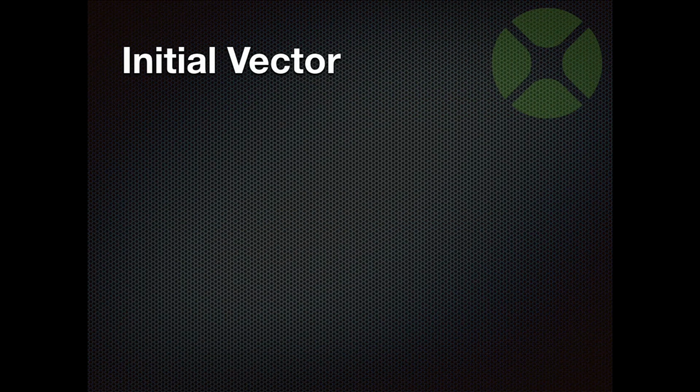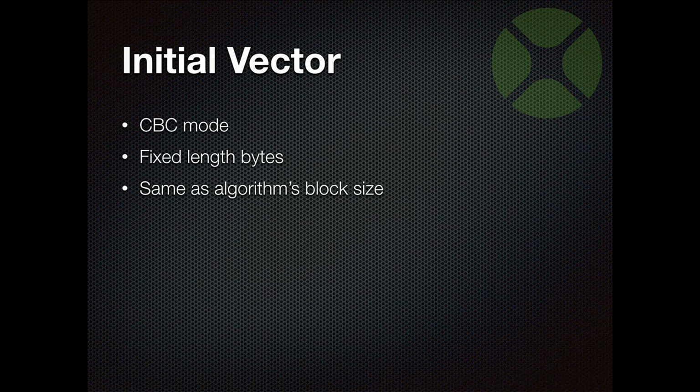Now, I mentioned the initial vector. Again, used in CBC mode. It's a fixed length of bytes. It's actually equal to whatever the block is that the algorithm expects. So AES works on 16 bytes at a time. The initial vector is 16 bytes. Blowfish works on 8 bytes at a time. Initial vector is 8 bytes. I jumped ahead, but that's what that is. And that's a scrambler, which I just described to you.